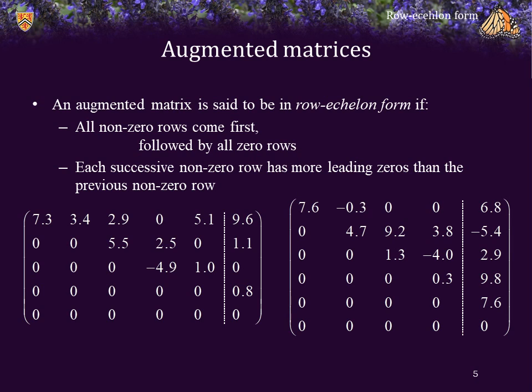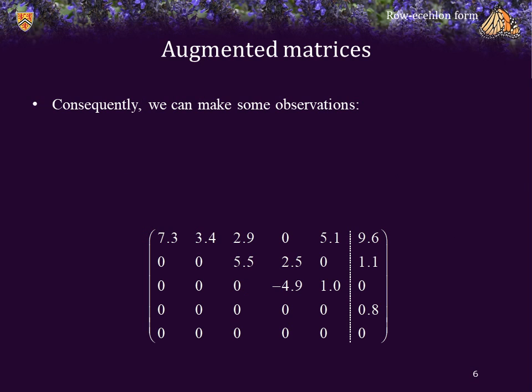Here's another example. In this case, row 1 has, again, no leading zeros, row 2 has 1, row 3 has 2, row 4 has 3, and row 5 has 1. And the last row of the matrix is a zero row. Consequently, we can make some observations. First, no two rows can have the same number of leading zeros. For if two rows had the same number of leading zeros, it would not be in row echelon form, for the subsequent row must have more zeros than the previous row. It cannot have the same number of leading zeros.